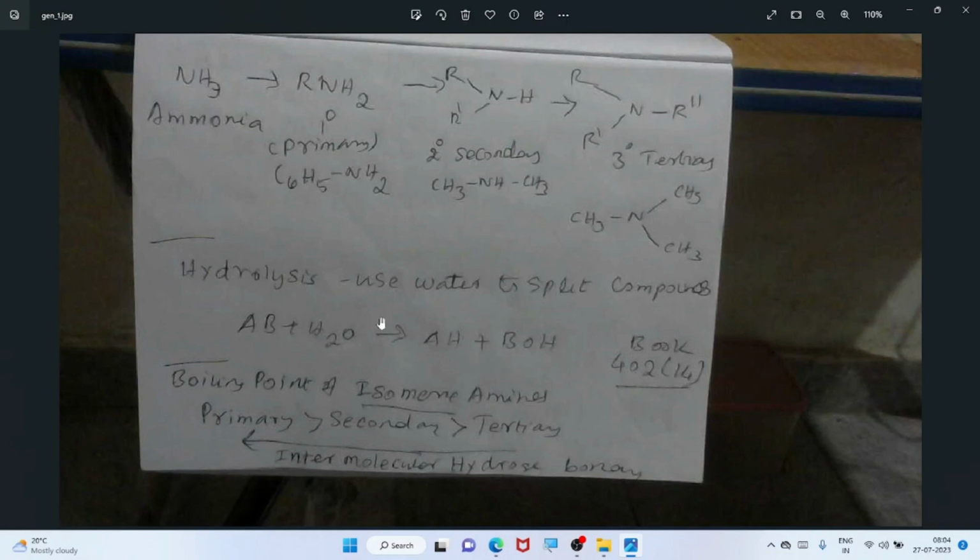Now let's look at the boiling point of isomeric amines. Isomers mean the same molecular formula but possibly different structures. So the primary amine will have a higher boiling point than the secondary, which is higher than the tertiary. Intermolecular hydrogen bonding is more in primary than in secondary, and absent in tertiary.